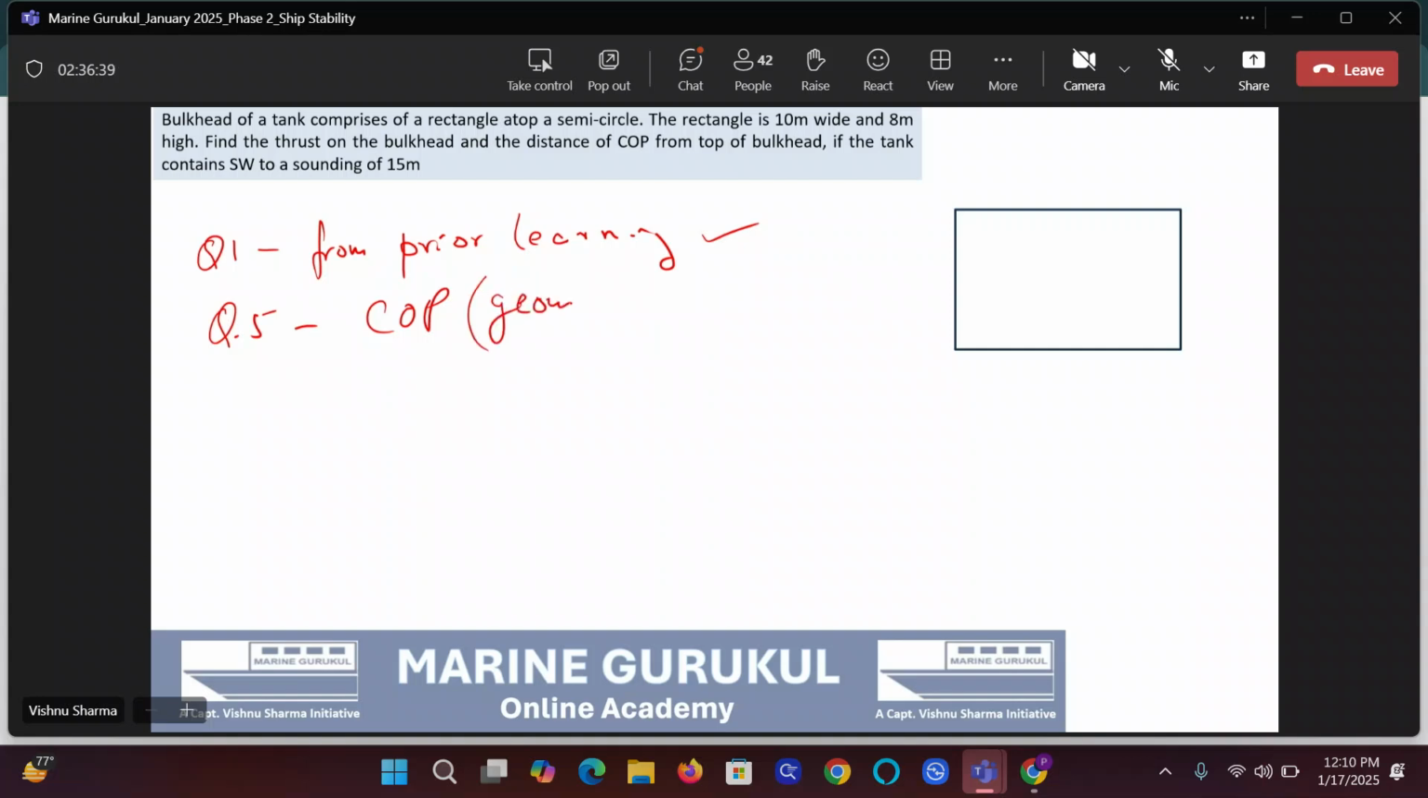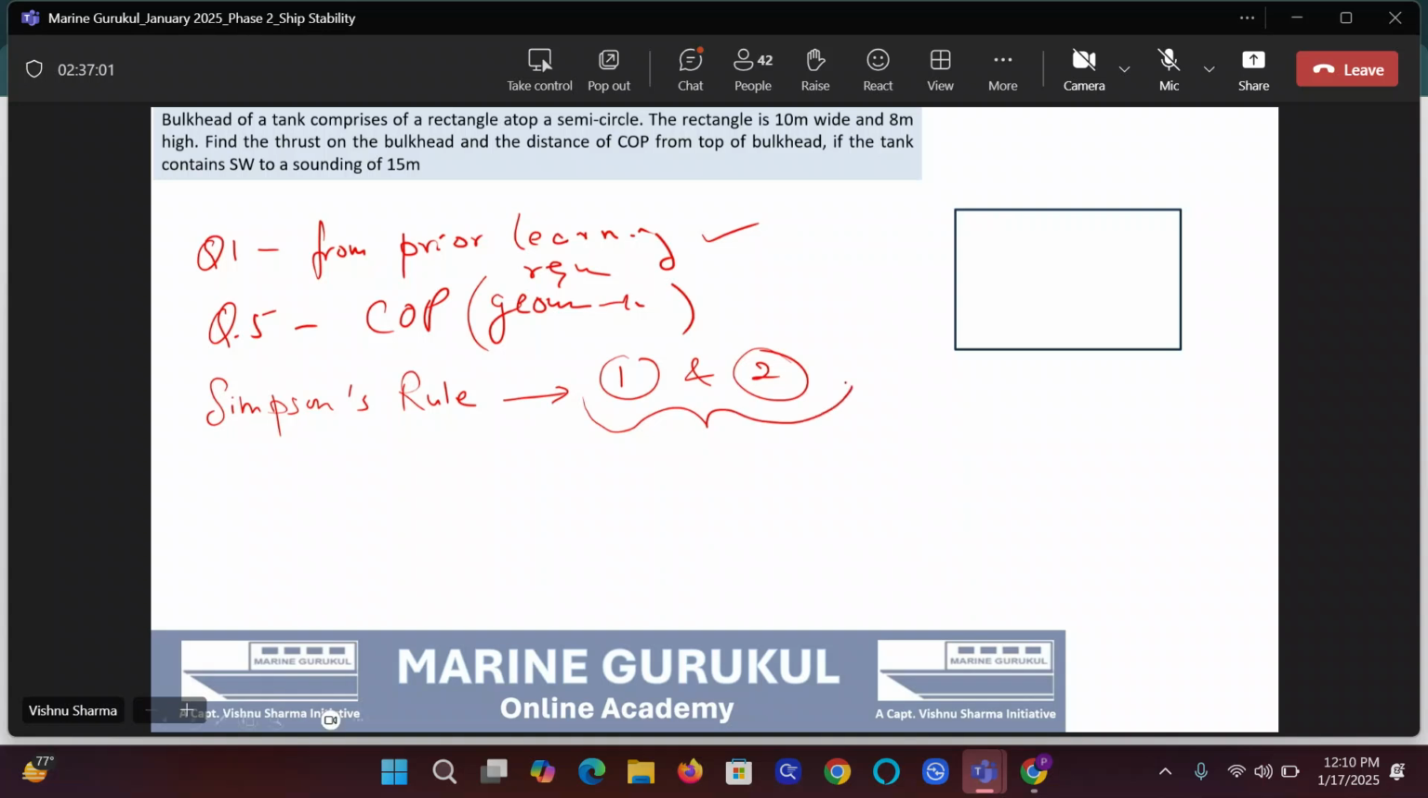Geometric shapes, regular geometric shapes. Okay. Then, guys, those of you who have done phase 1 a while back, please revise Simpson rule 1 and 2. We'll be using them tomorrow for curvilinear shapes. So if you glance through them, especially those who have done phase one a while back, you will be able to connect faster.